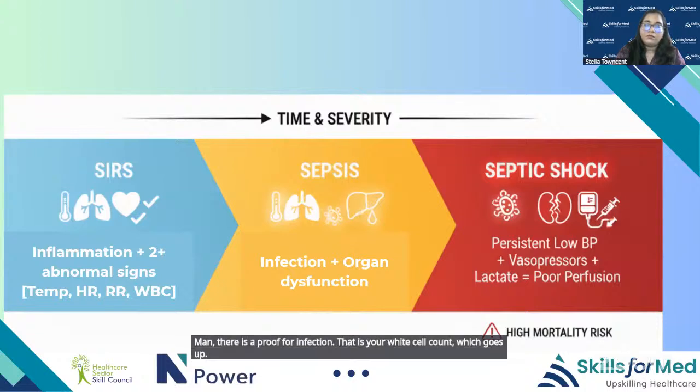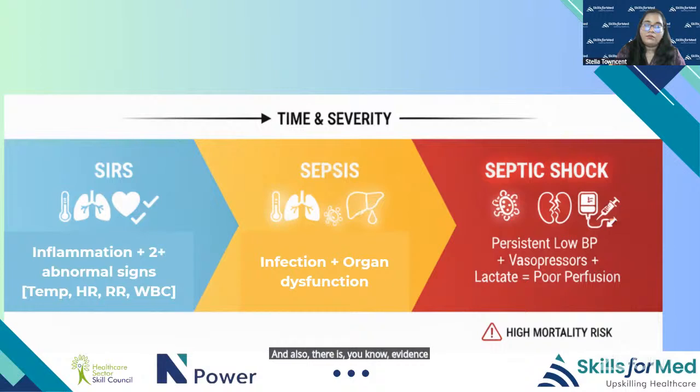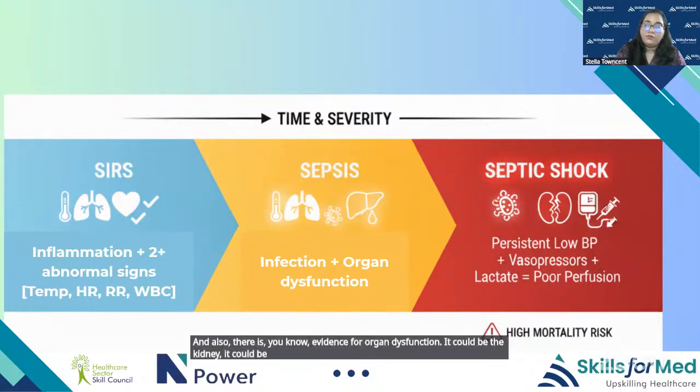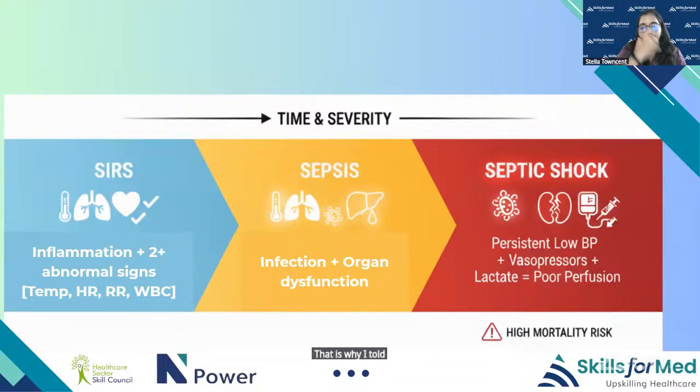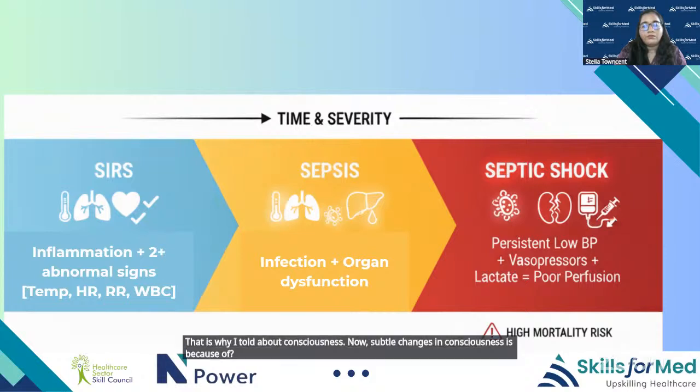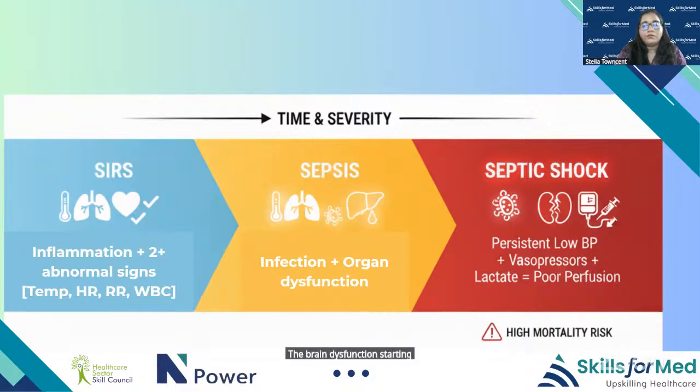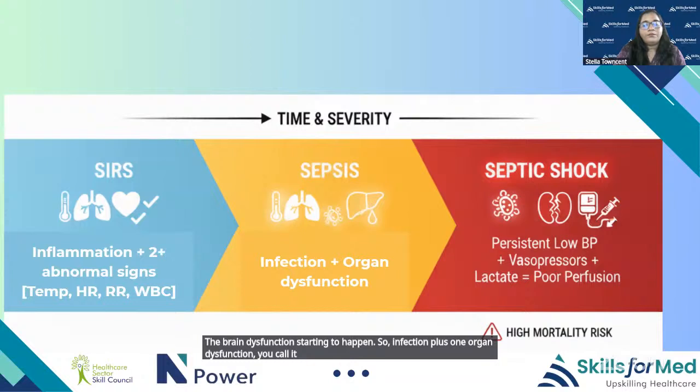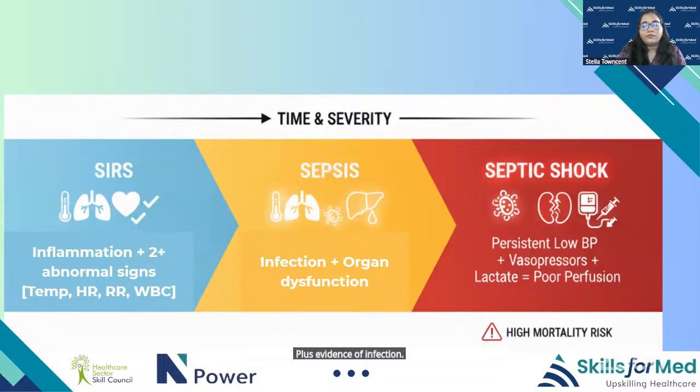And also there is evidence for organ dysfunction. It could be the kidney, it could be the lung, it could be the brain. That is why I told you about consciousness. Now, subtle changes in consciousness are because of the brain dysfunction starting to happen. So infection plus one organ dysfunction, you call it evidence of infection. That is SIRS plus evidence of infection with your white cell count.